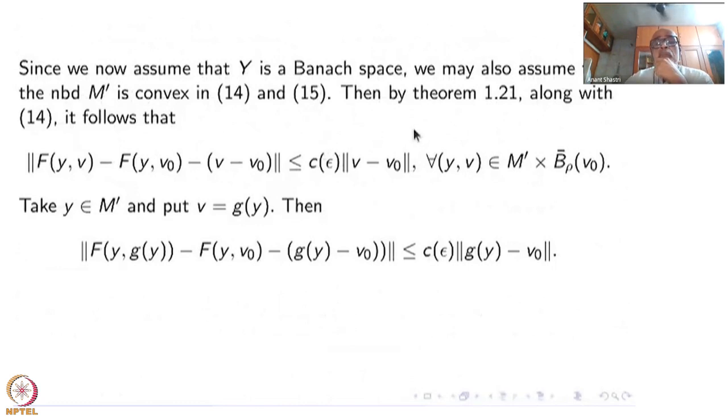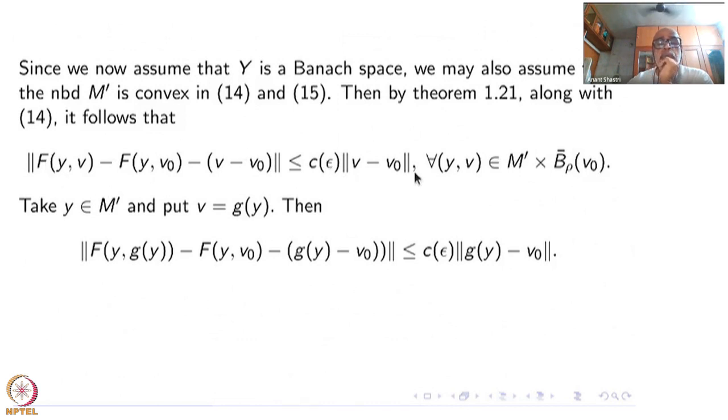Okay. By theorem 1.21, now because of convexity, along with this hypothesis 14, what happens? The norm of F of Y V minus F of Y V naught minus V minus V naught. There was a T here. Now T is identity. It's less than or equal to C epsilon times the norm of V minus V naught for every Y V in M prime cross B bar of rho. Okay. So this was the mean value inequality.